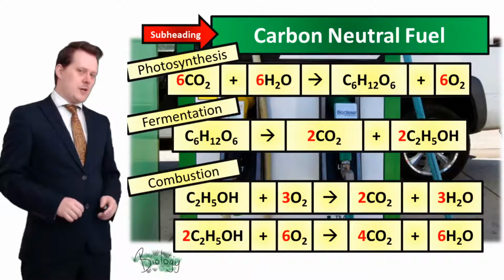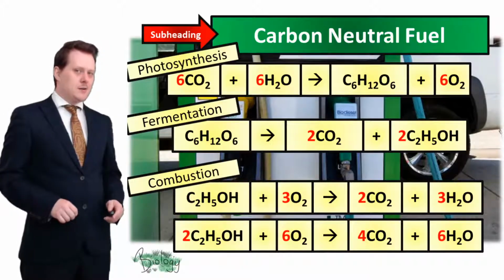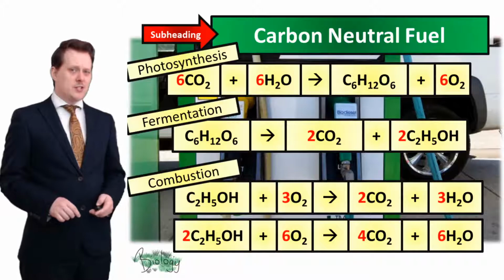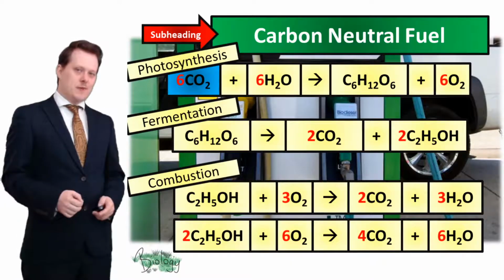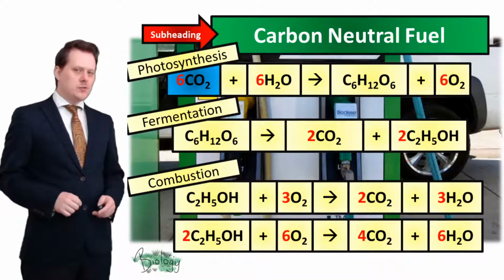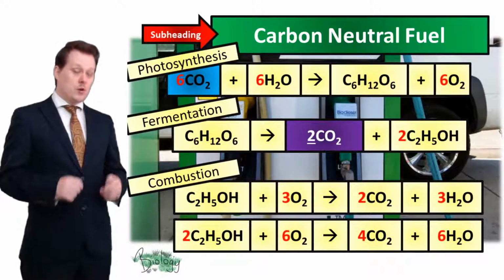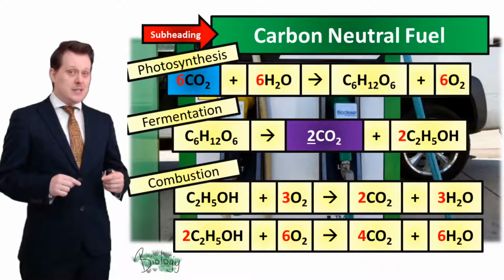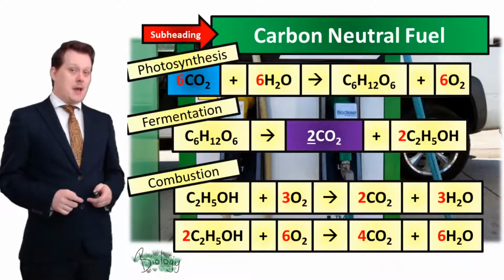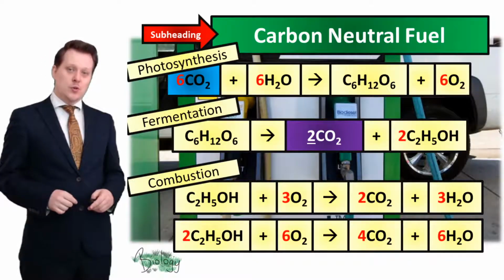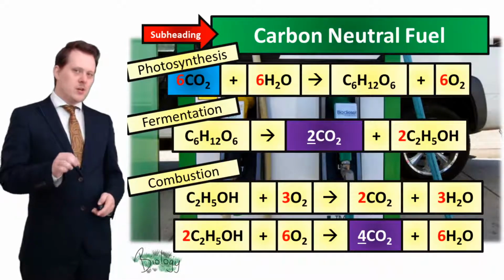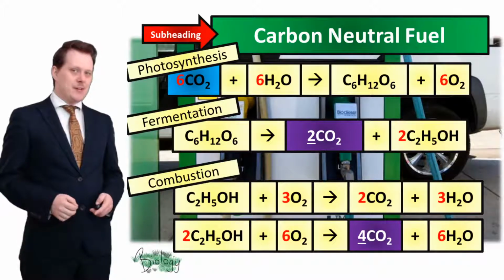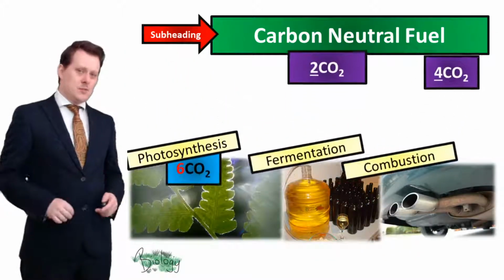Now there is a lot going on here, but the important bits are, during this photosynthesis reaction, 6 molecules of carbon dioxide are removed from the atmosphere. When the glucose undergoes the fermentation, 2 molecules of carbon dioxide are released back into the atmosphere. And when we combust those 2 molecules of ethanol, we then release another 4 molecules of carbon dioxide into the atmosphere. Now let's look at that a bit more simply.